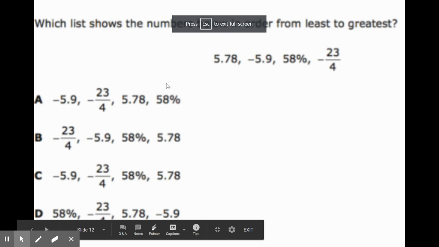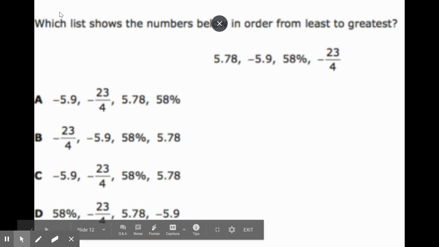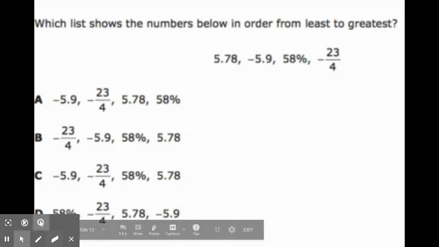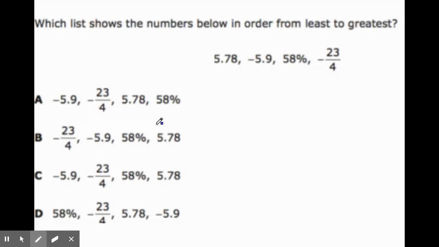All right, let's go ahead and look at an example of ordering real numbers. So the question is, which list shows the numbers below in order from least to greatest? As we are doing this, remember, let's think about a number line. When we're going least to greatest, we're going to start with the number that is farthest to the left, and we're going to go to the number that is the farthest to the right.